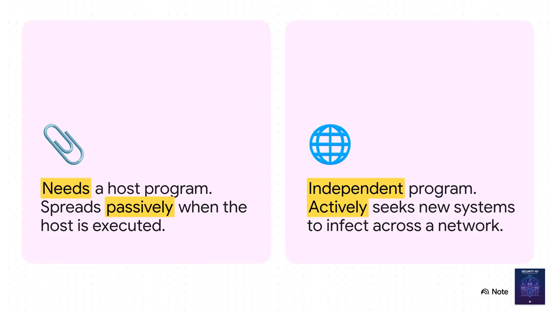So let's really lock this in. A virus is passive. It needs a person to run its host file for it to spread. A worm, on the other hand, is active. It is constantly hunting for new systems to infect across the network, all on its own. The biggest difference, the one to remember, is that a virus needs a host, but a worm is the host.